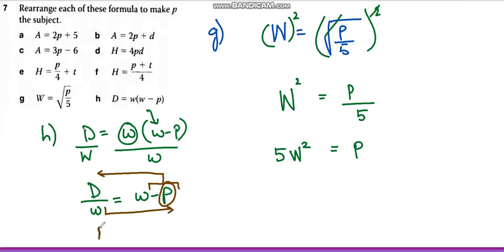So I will get P equals W minus D over W. Here D over W was positive, but on the right side it becomes negative. And similarly, P was negative, on the left side it becomes positive. And I have got the answer, which is P equals W minus D over W. Now let's proceed to the next question.